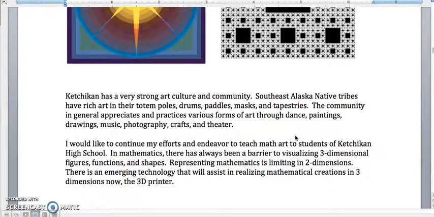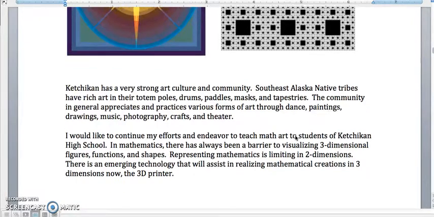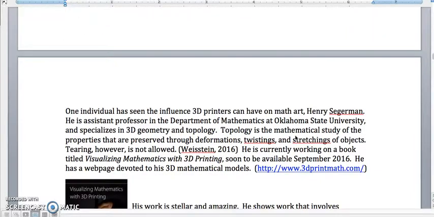here we go. Actually, I wanted to start out by saying that our community in Ketchikan has a very strong culture and community of art. We have a big presence of Southeast Alaska Native tribes that make a lot of totem poles, drums, paddles, masks, and tapestries, their robes and such. And the community itself actually does a lot of art through dance, paintings, drawings, music, photography, crafts, and theater. So we're a very artsy town, so to speak. And so I wanted to try to introduce something that would be contributive to that. And so one of the things I wanted to try to do is incorporate 3D printing.